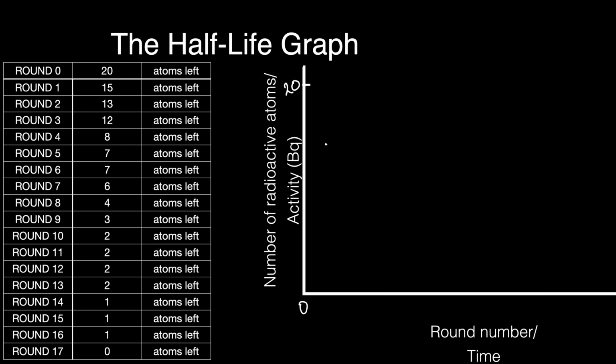By the time we got to round 8, round 9, round 10, the vast majority of the atoms had already decayed, and we were left with just 2, 3, and 4 atoms in these rounds here. So the number of radioactive atoms reduces exponentially. And it took a very, very long time to get to 0. So our graph looks like this.